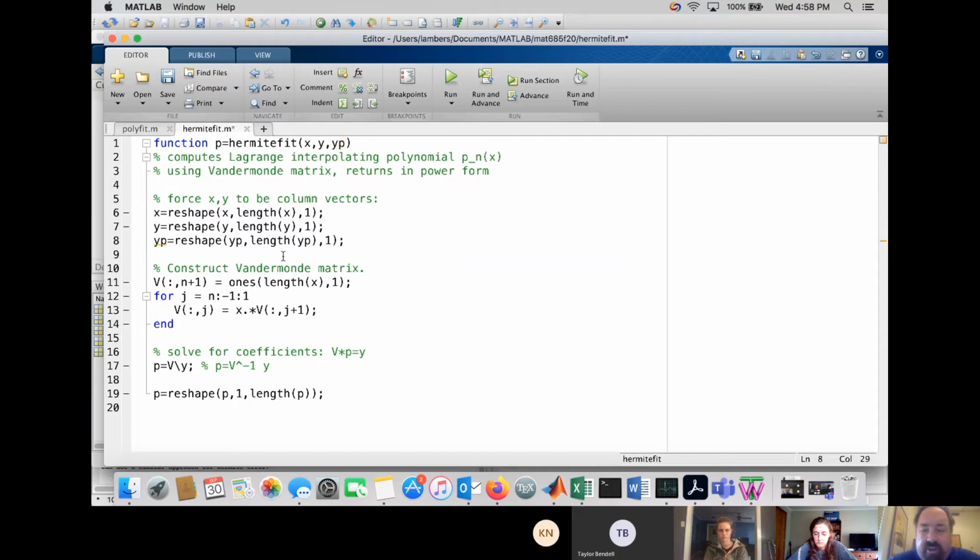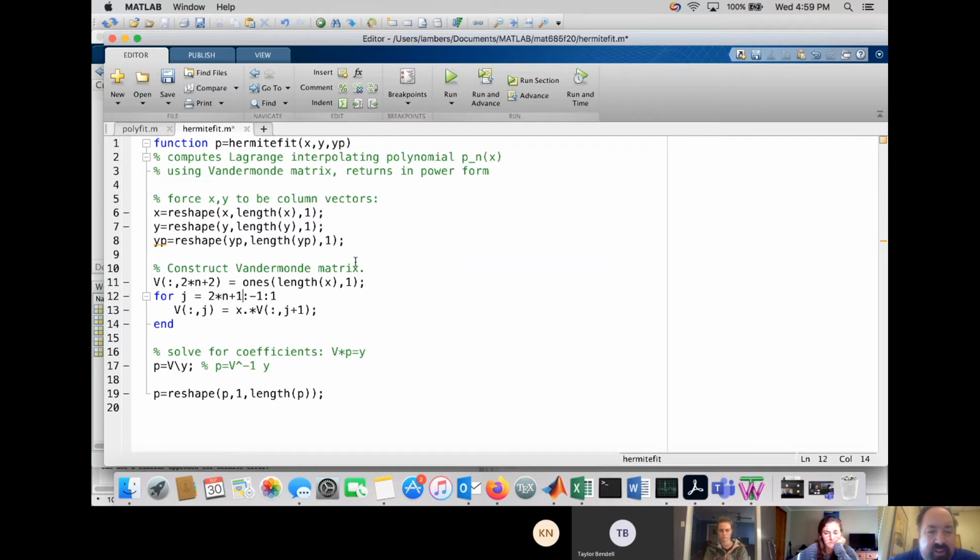Now, here I need a matrix that's double the size. The previous Vandermonde matrix was n plus 1 rows, n plus 1 columns. Now I need 2n plus 2. So what I'll do here is fill in the last column to have ones, and then I will keep multiplying by x, like before, but I have to start from column 2n plus 1, go all the way down to 1.